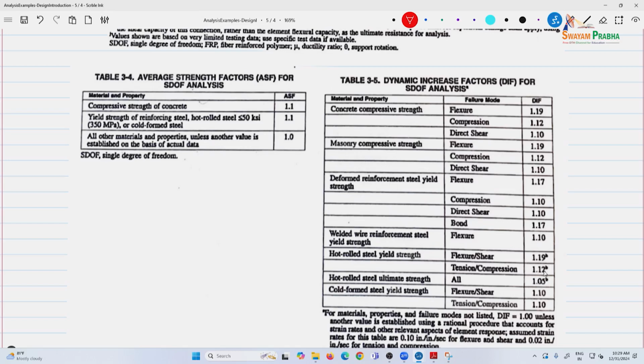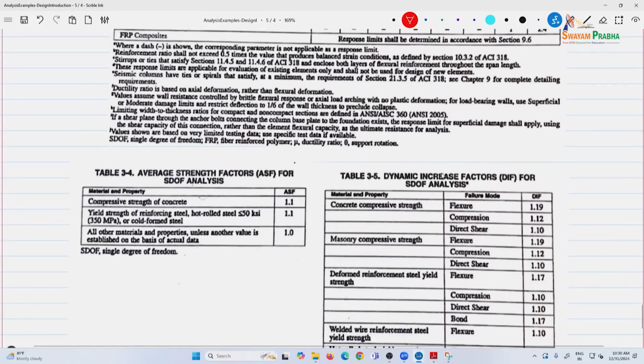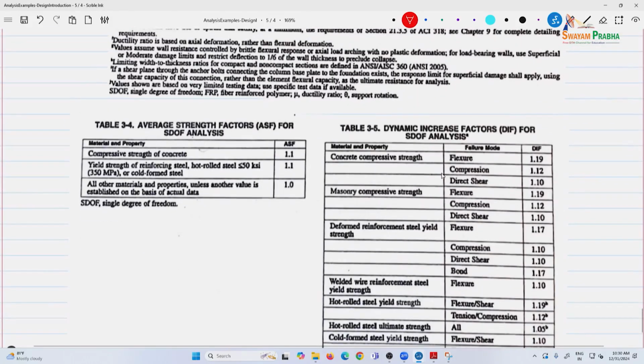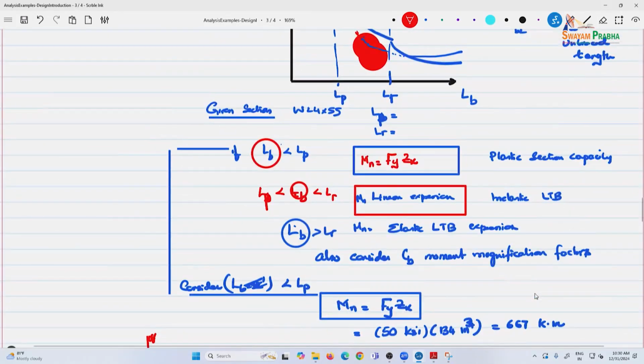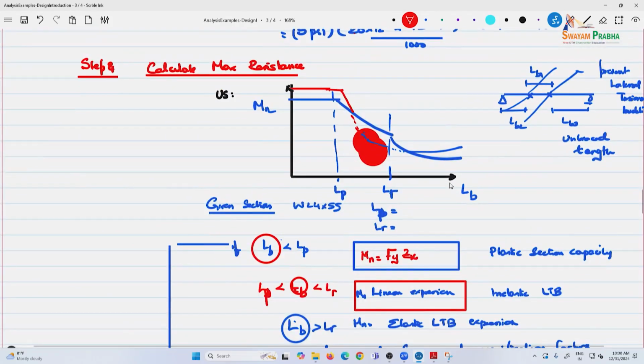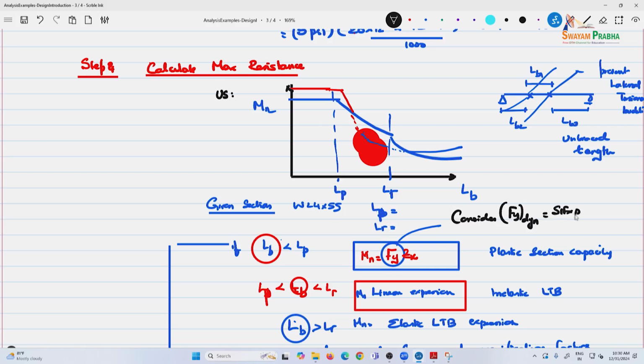You could see why, maybe one thing I could have done here, for example, deformed reinforcement, while hot rolled flexure is 1.19. So perhaps I am not sure why I did not consider that. I might have missed it in my notes, so I will add a note: consider Fy dynamic is SIF multiplied by DIF multiplied by 50.